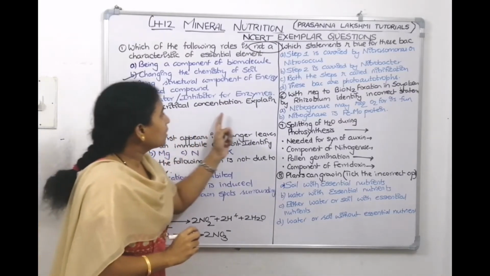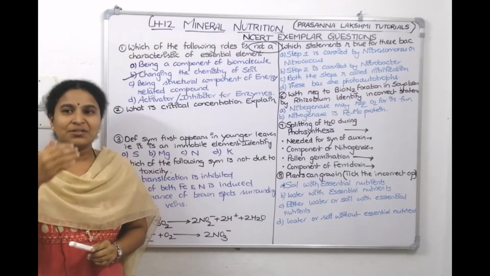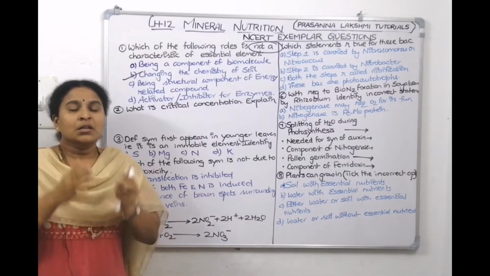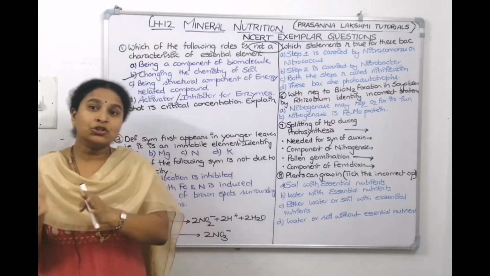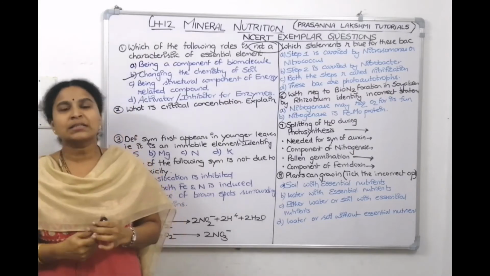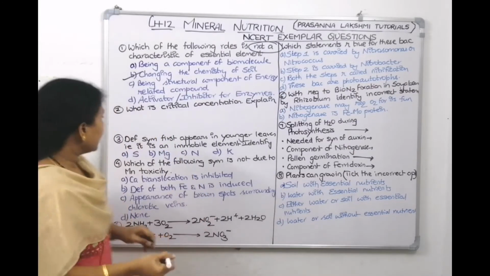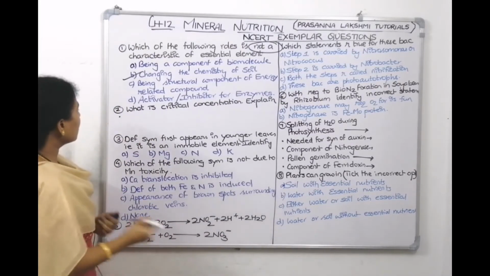What is the critical concentration? Second option, they have given what is critical concentration. They have given 4 options, but then we can write down what is critical concentration. The minimum concentration below which the plant shows deficiency symptoms, the plant growth is retarded, is called as critical concentration. So what is critical concentration? We can write it as, we'll use blue color. What is critical concentration?